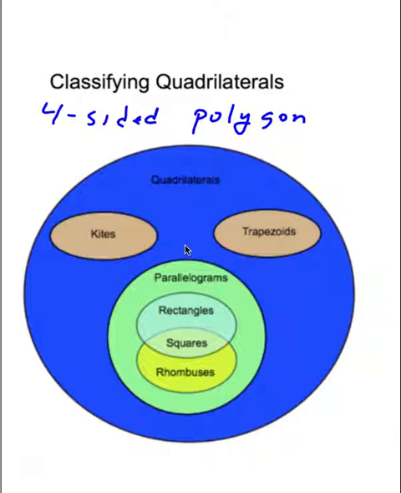Now, this is a lesson on classifying quadrilaterals. What we first see on the first page of your notes, and up here on the smartboard, is what we call a Venn diagram of the relationship between quadrilaterals and their subcategories.